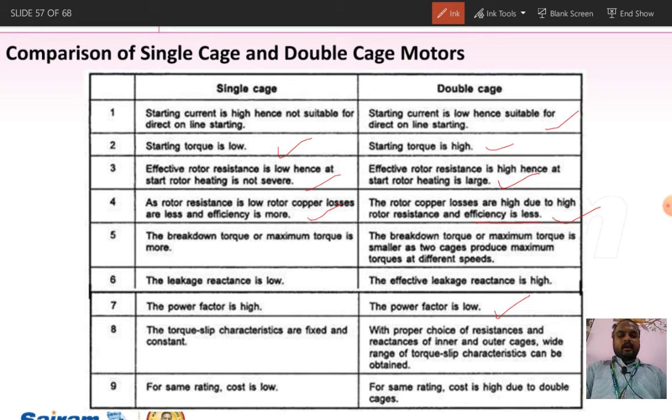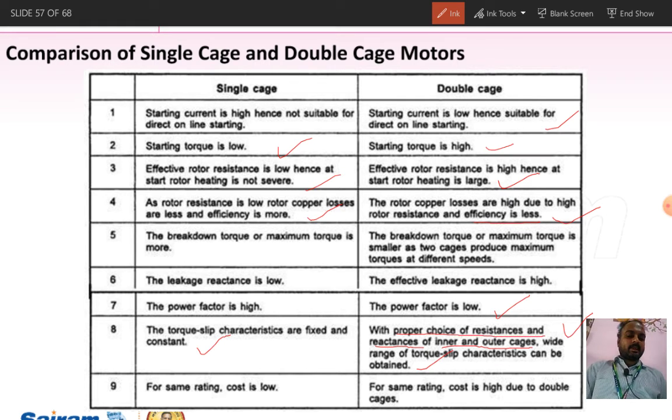And torque slip characteristics are fixed and constant. In a single case type rotor, torque slip characteristics are constant, but in double case type, we have upper case and lower case. By proper choice of resistances and reactances of inner and outer cases, we have inner cases, upper and lower cases, we can also call upper and lower cases. A wide range of torque slip characteristics can be obtained.